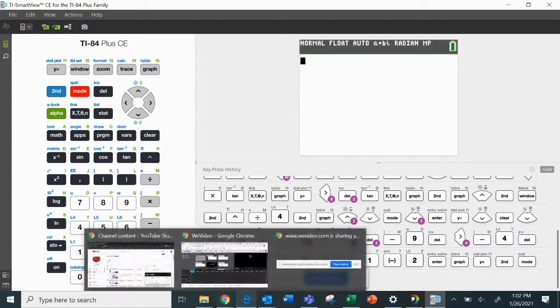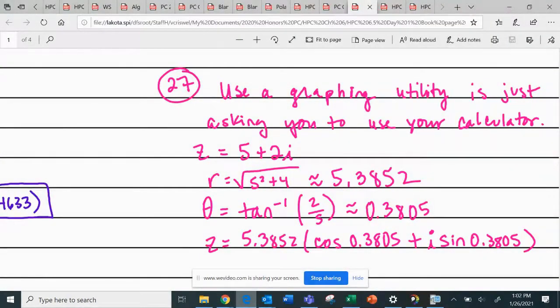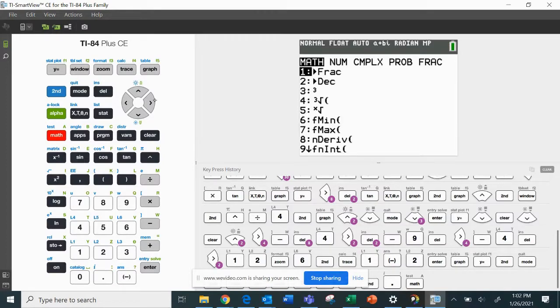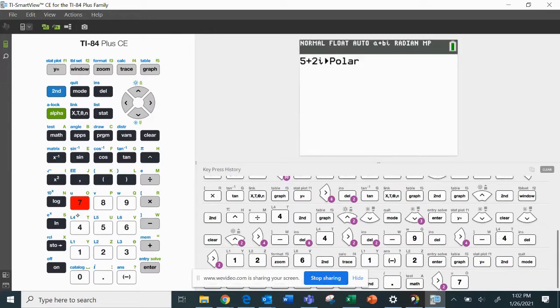And then the original question was 5 plus 2i. So I'm going to type in 5 plus 2, and there is an i. It is second period or decimal point. And then from there, we're going to go under math, and we're going to move over to complex. And we're going to choose number 7, polar. Okay. I hit enter.